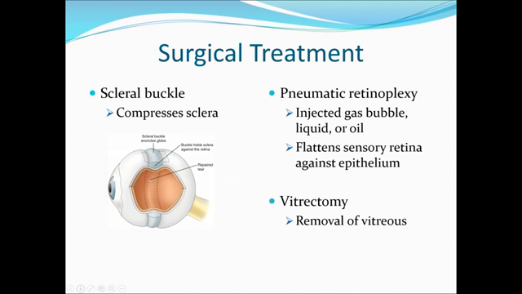What they will do surgically is what we call a scleral buckle procedure, where they essentially put a little wrap around here. It's a buckle that holds the sclera against the retina, and we're hoping that the eye tissue will heal itself. They can also do a pneumatic retinopexy, which is where they inject a gas bubble or a liquid bubble or an oil bubble.